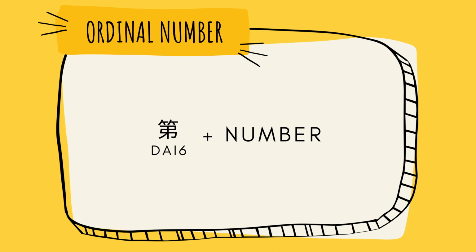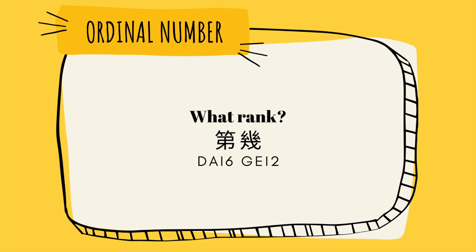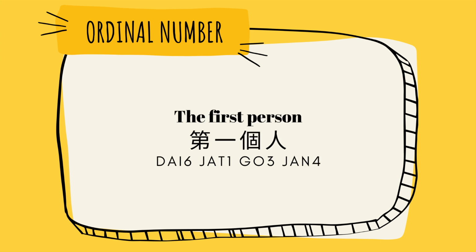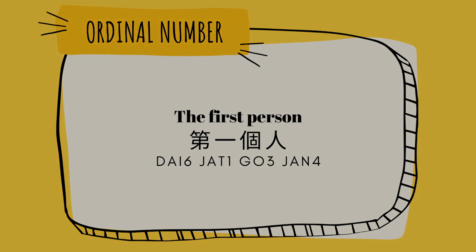And if you want to ask what rank, 第幾. This ordinal number can be placed before a measure word and a noun as a modifier. The order is 第 plus the number plus the measure word plus the noun. For example, 第一個人, which means the first person. We have different measure words for different nouns, but we will talk about it more in the later videos.